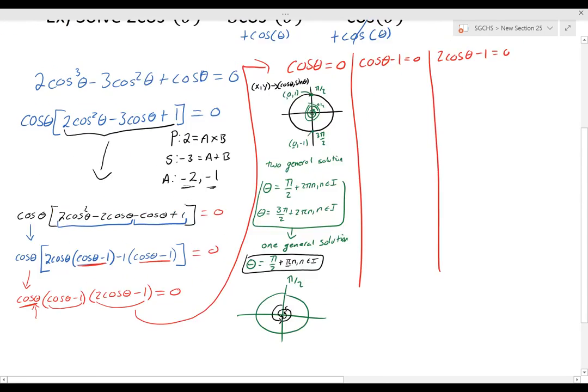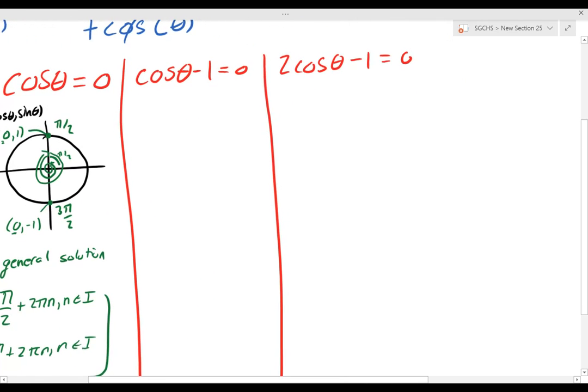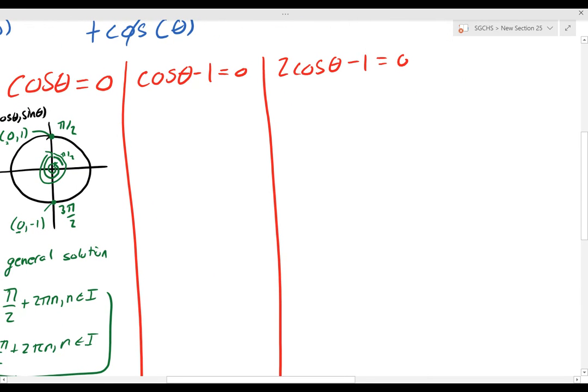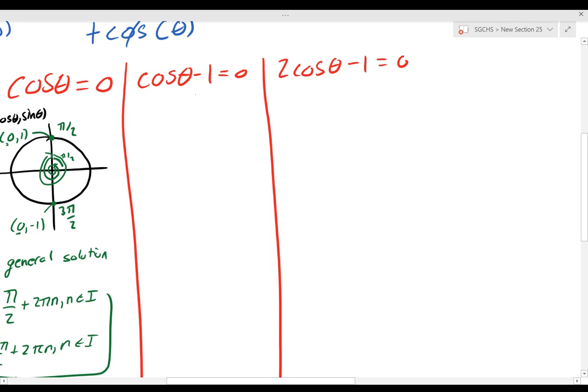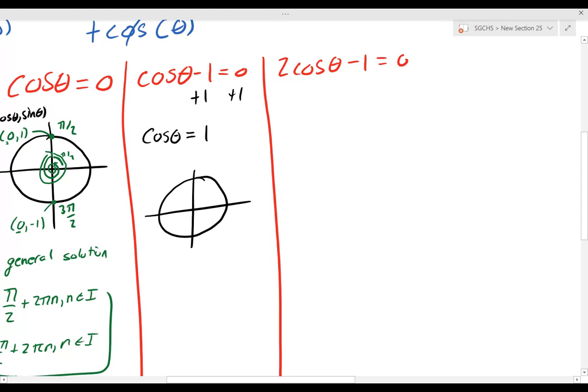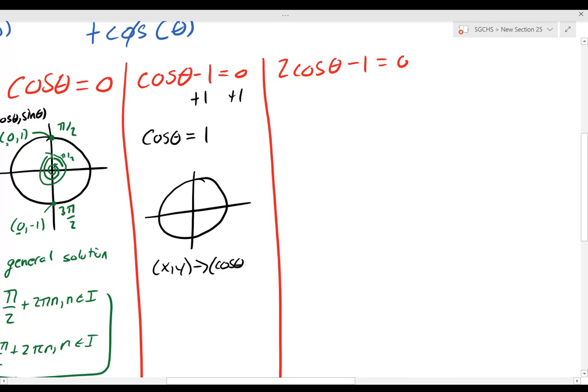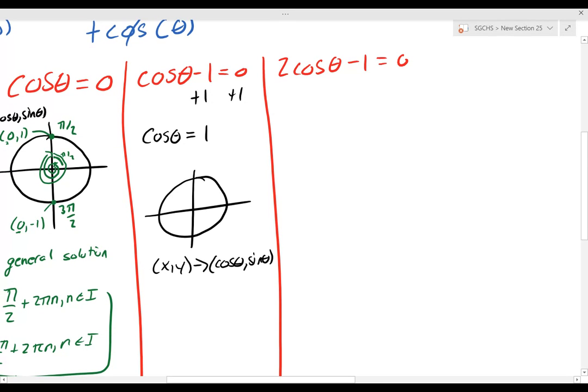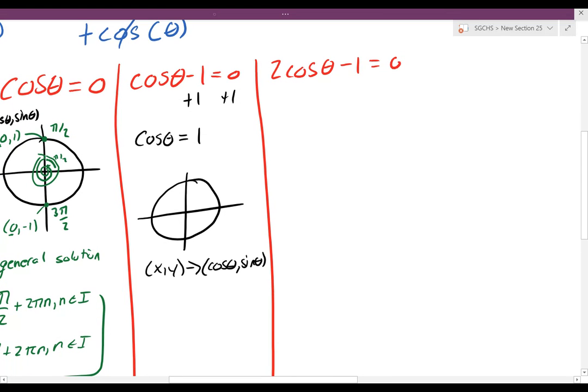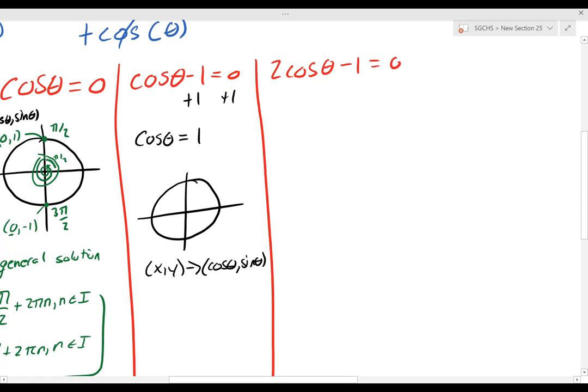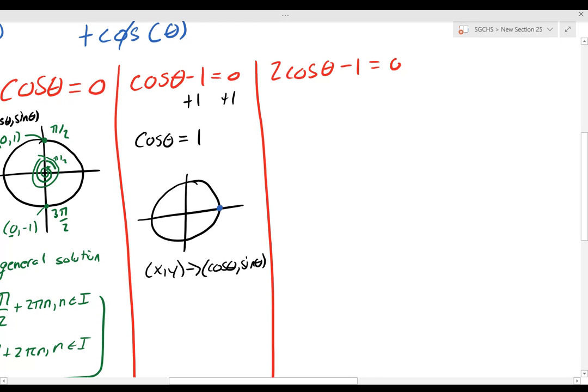Now, let's move on to where cos angle minus 1 equals 0. I'm going to first add 1 to both sides. So I get cos angle equaling +1. Now it's the question of where does cos angle equal +1, aka where does x equal 1? Because remember, x and y on our unit circle are the cos angle and sine angle, because your radius is 1. And x equals 1 in one point here, right?